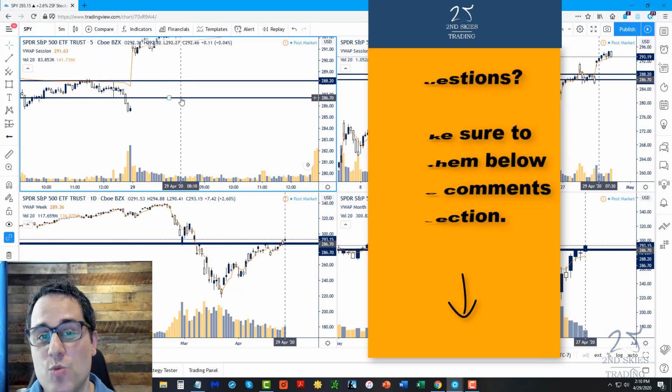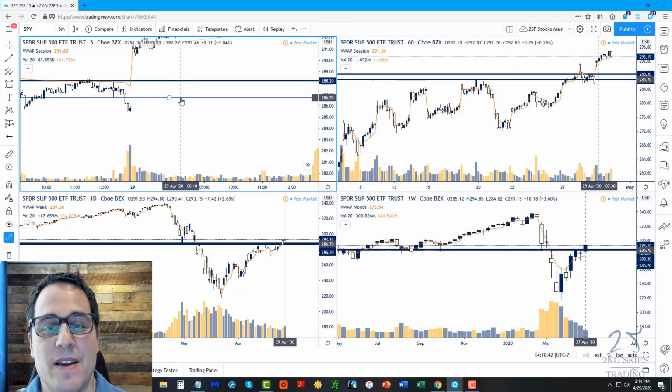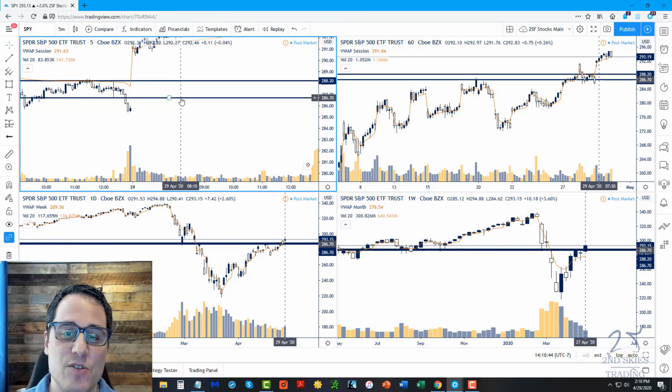Now, when it comes to swing trading VWAP, TradingView has a great little feature that allows you to change it to an anchored setting. An anchored setting really just allows you to adjust the VWAP based on different time frames.